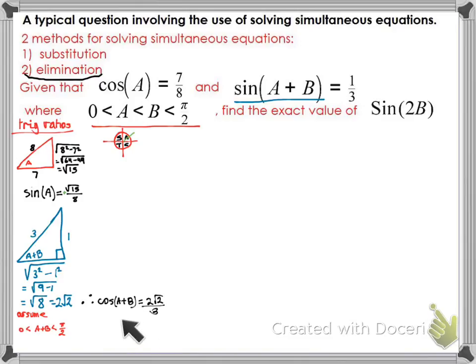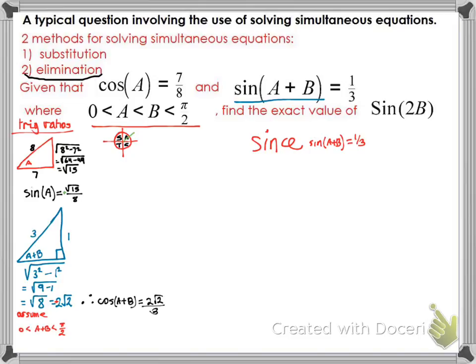So therefore, we can say something about cos of this addition of angles A plus B, using the adjacent side, 2 root 2, on the hypotenuse, 3. And there's the value for cos of that angle.